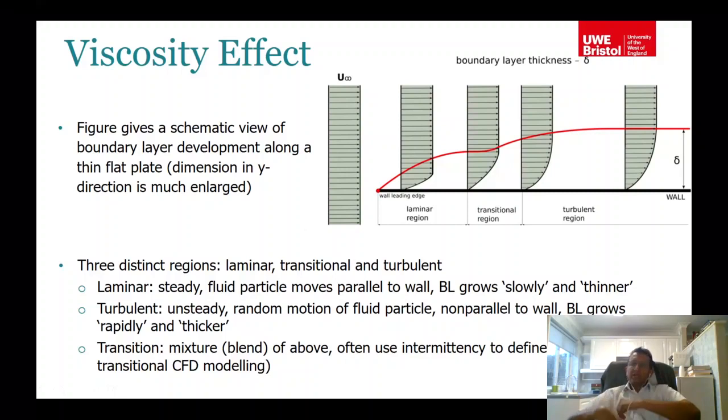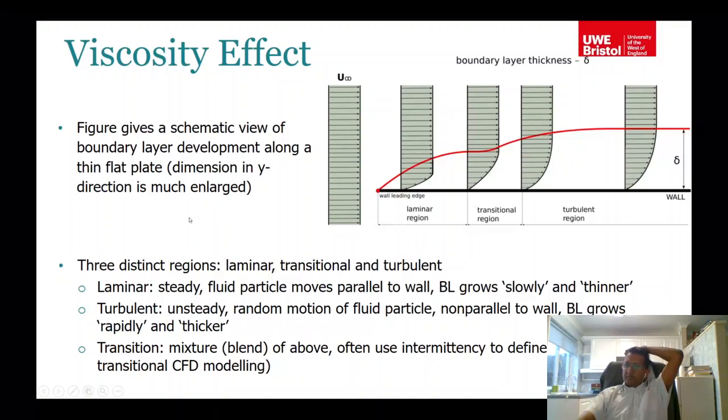So we will look at the viscosity effect. The figure gives a schematic view of the boundary layer along a thin flat plate. The dimension in the y direction is much larger, so it's enlarged. What you have here is a wall, and that's the free stream. This region is the laminar region. This is the transition region, and this is the turbulent region.